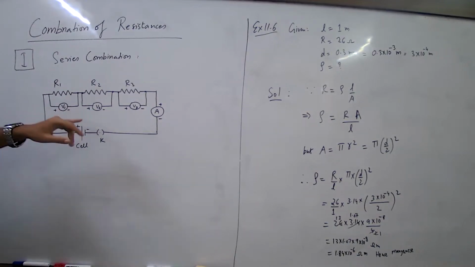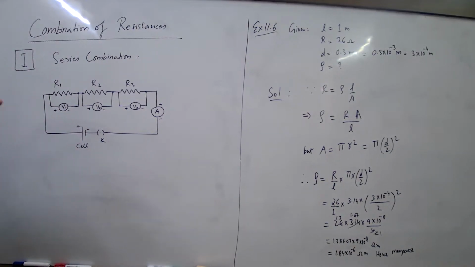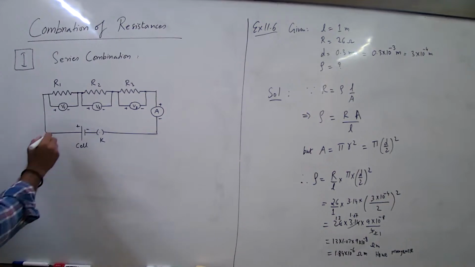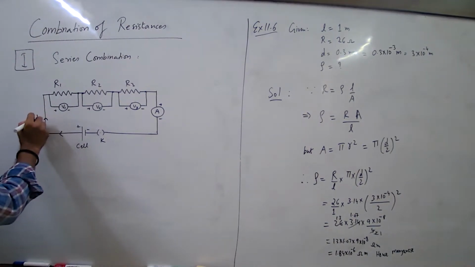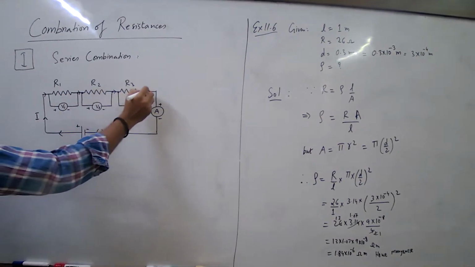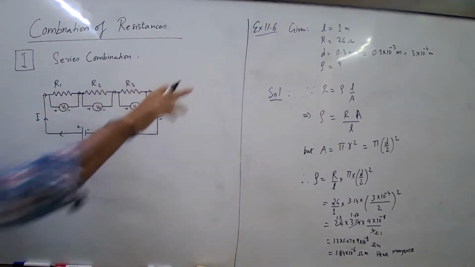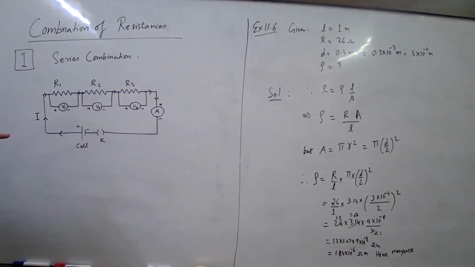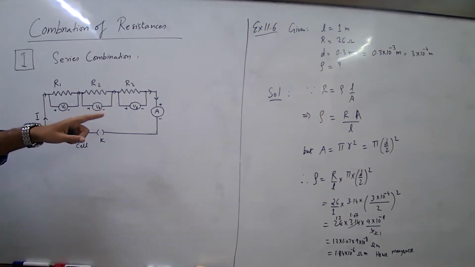That's why you have V1, V2, V3. Because what is V1, V2, V3? It is potential difference, which is work done per unit charge. So the work done will be different in different resistors. That's why V1, V2, V3 will be different. But what about current? Current is flowing like this, so the same current flows through all three resistors. Current is the same, but potential difference is divided.